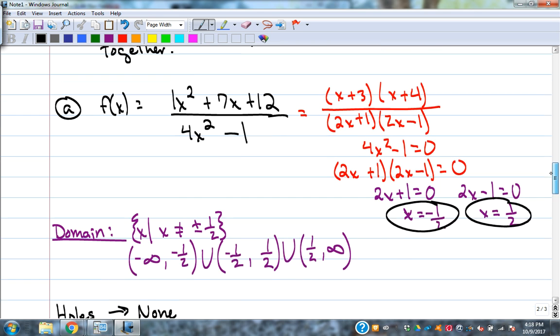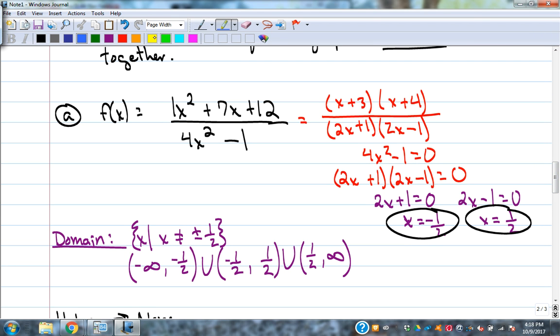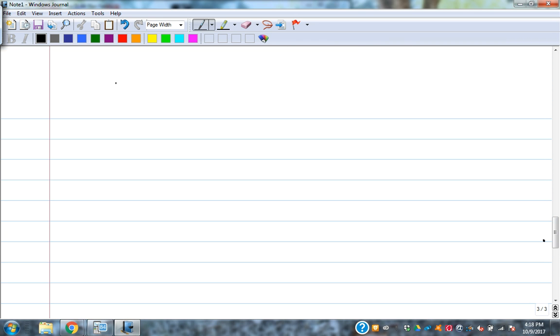I got that from the leading coefficients, because the degrees were the same, both of them were squared. You're going to take those two numbers in the front, and the ratio of those is going to be the horizontal asymptote. All right. Example B.